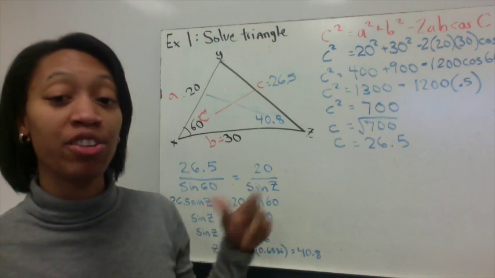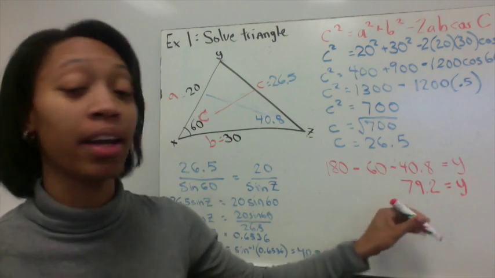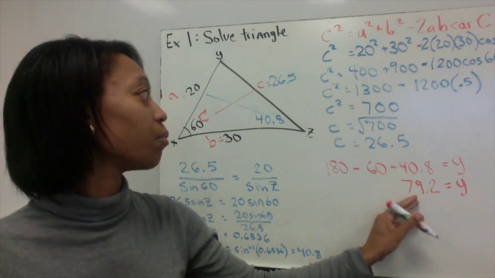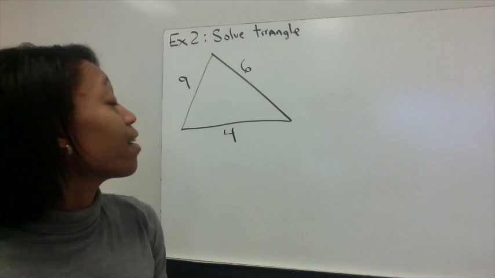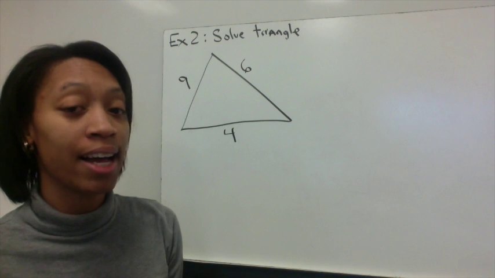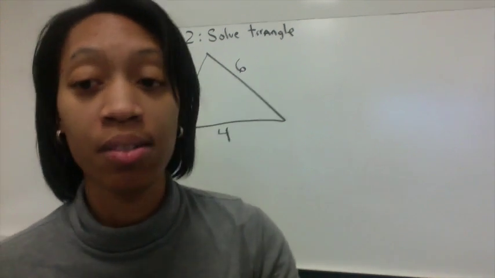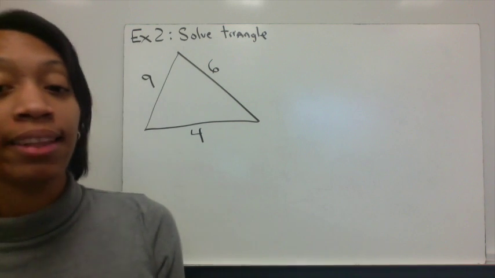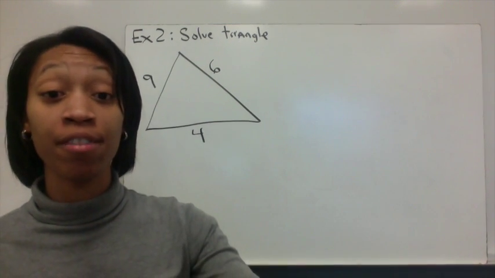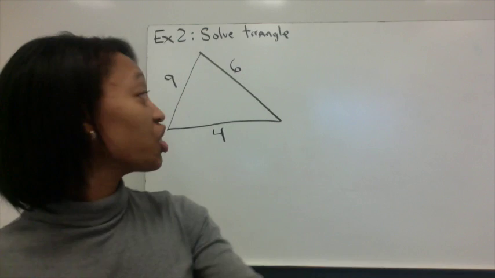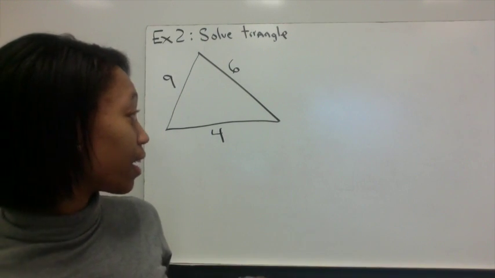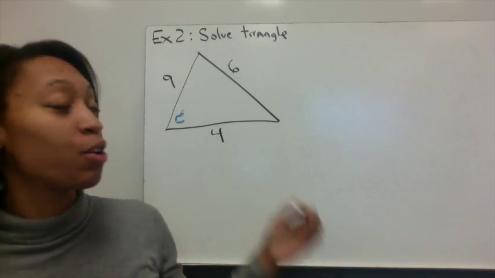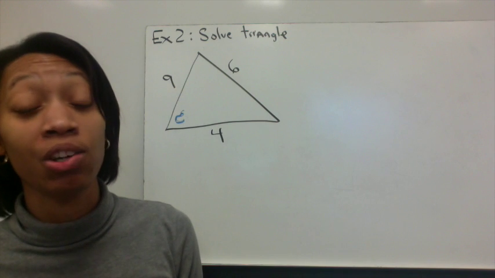I can finish by just subtracting from 180. Okay, so y equals 79.2. Let's look at one more example. This time I have all sides, but I don't have any angles. Since I don't have any angles, I'm going to have to find all three of them. Let's pick which angle we want to find first. Okay, so first let's find this angle, but it doesn't matter. I could have let any of them be the angle I was finding.